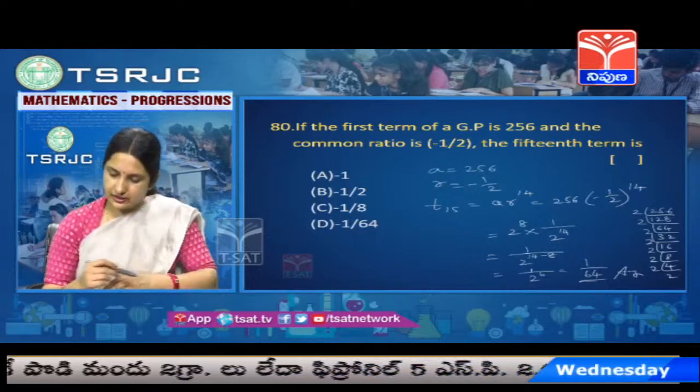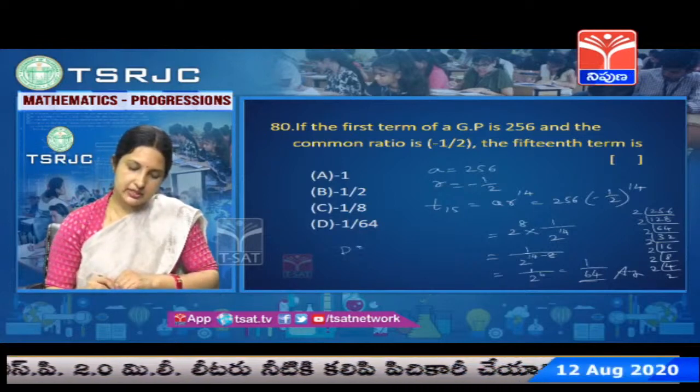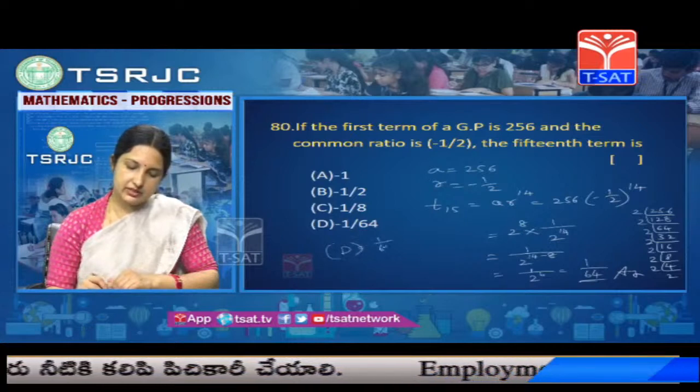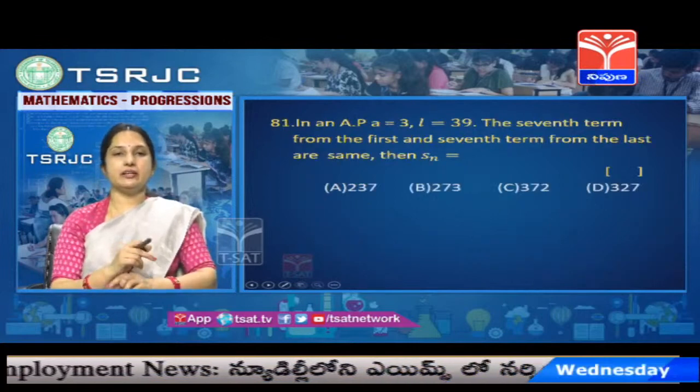So here answer is not there. Answer is, if d is equals to 1, d is given as 1 by 64, then the answer is correct. Next question number 81.